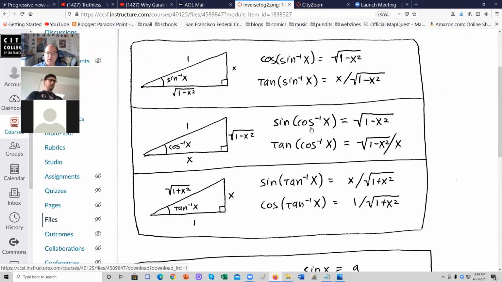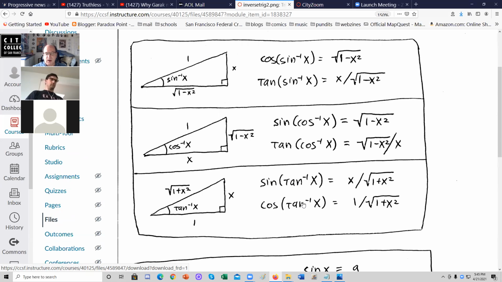Here we have sine and tangent of arc cosine. So if we go over distance x adjacent, and here's a radius, a hypotenuse of 1, and the second side by Pythagoras is root 1 minus x squared, and this angle is the arc cosine of x. Then sine of arc cosine is the opposite over hypotenuse, root 1 minus x squared. Tangent is opposite over adjacent, root 1 minus x squared over x.